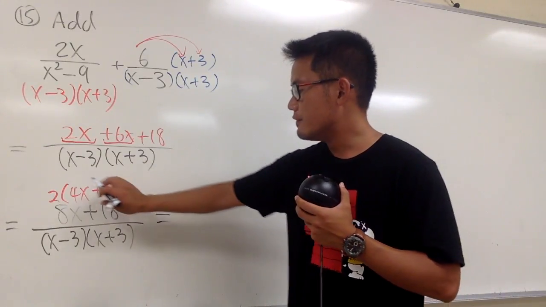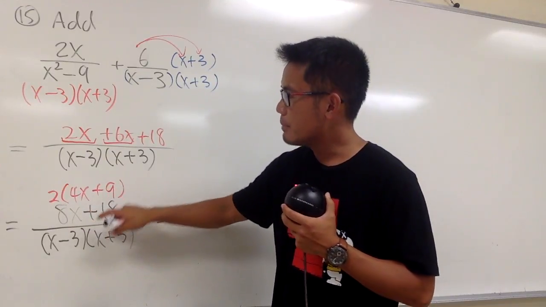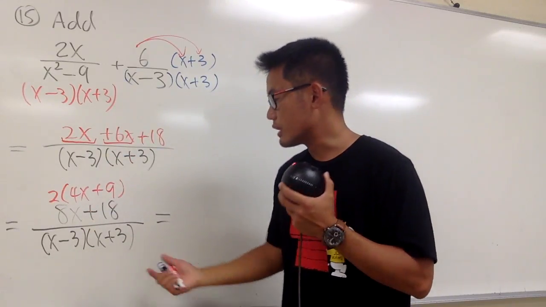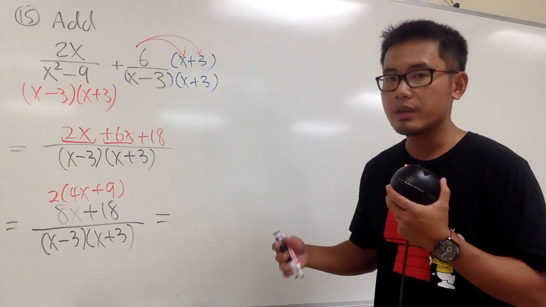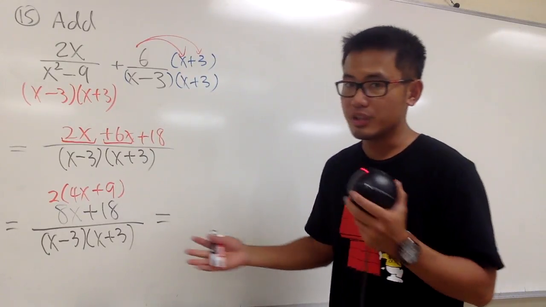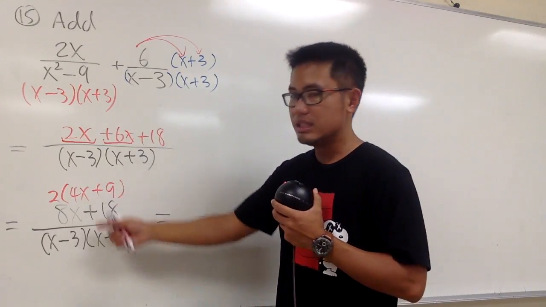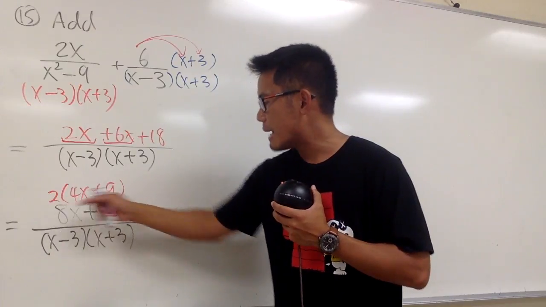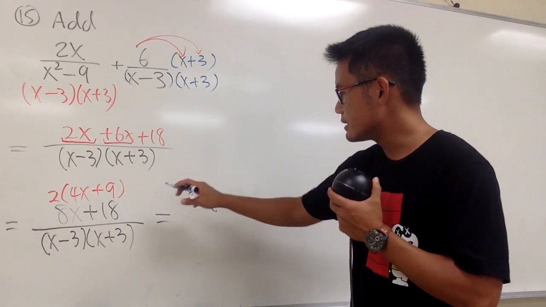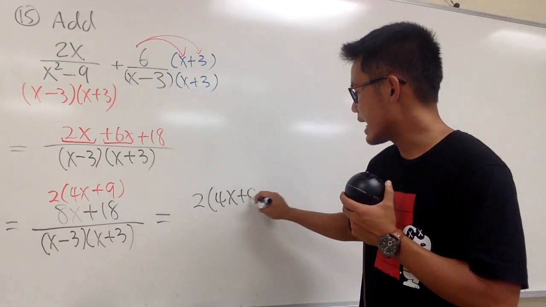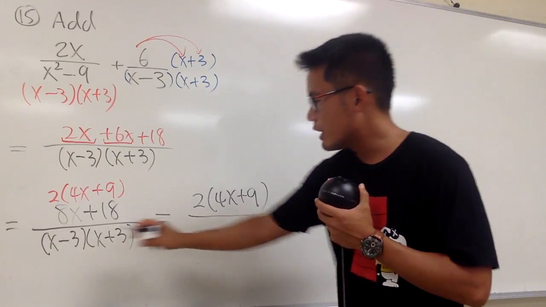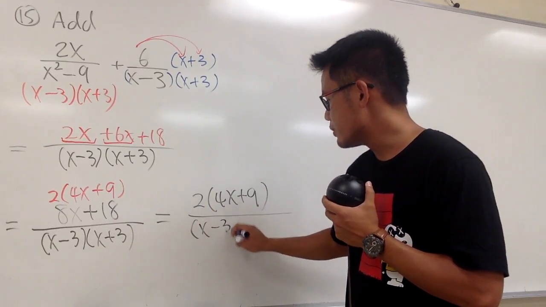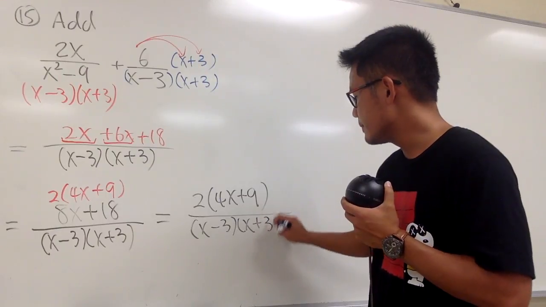But you should always factor out the top after you combine like terms so that you can see if there's anything that we can cancel out. But in this case, we cannot. Therefore, we will just leave the answer like this. On the top, we will have 2 times 4x plus 9. And on the bottom, we have that: x minus 3 times x plus 3.